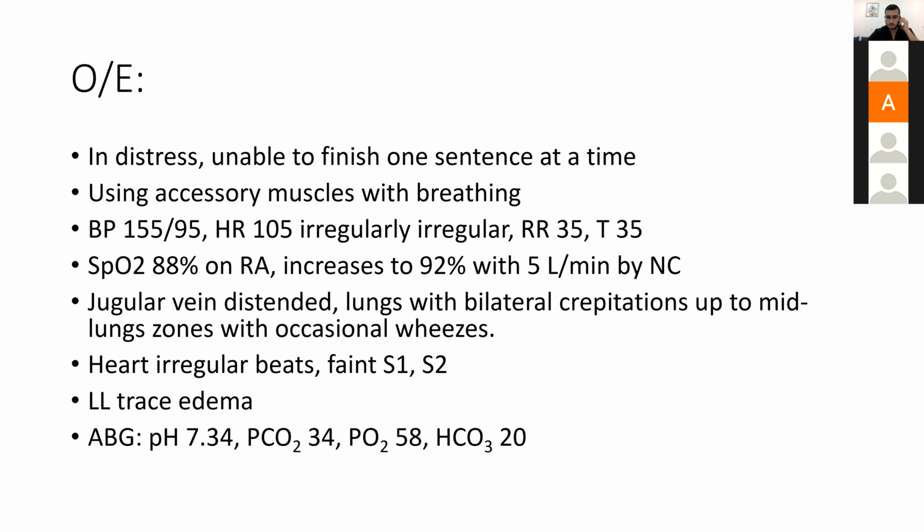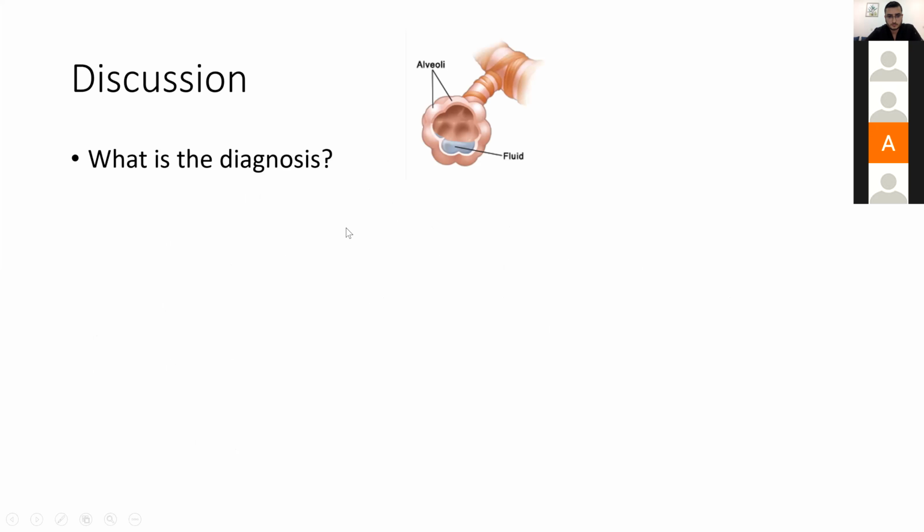His jugular vein is distended. His lungs with auscultation had bilateral crepitations up to the mid-lung zones and occasional wheezing. Heart is irregular, lower limbs with trace edema. His blood gases showed pH of 7.34, PCO2 34, PO2 58, and bicarb of 20. So I think the case is obvious. Anyone would like to say anything? Anyway, the patient is obviously having acute pulmonary edema, most likely from heart failure.